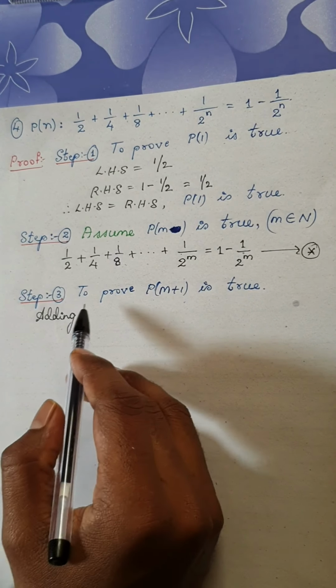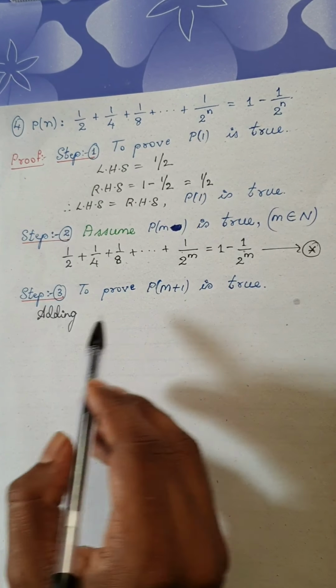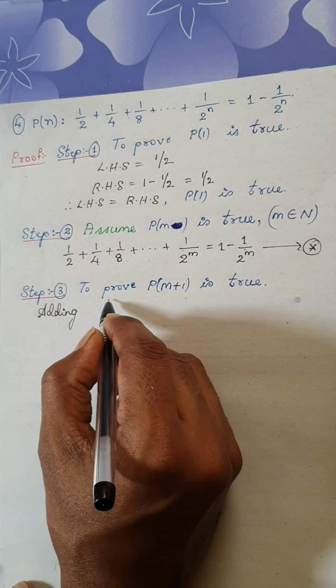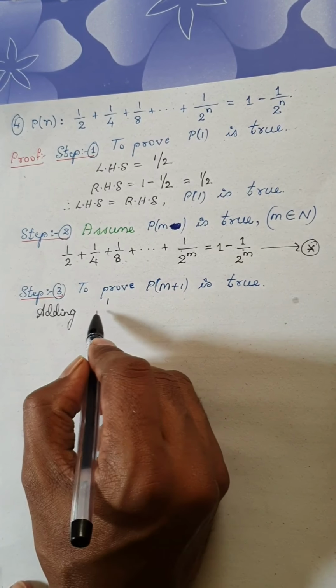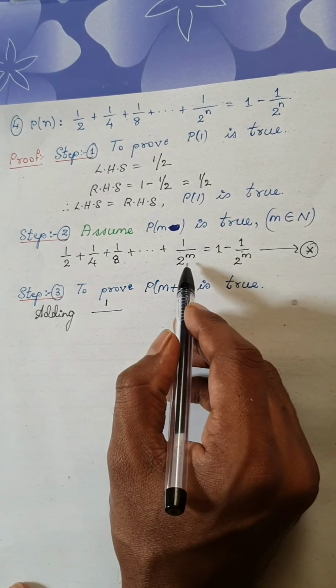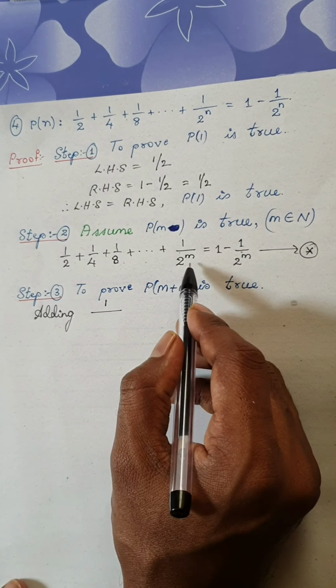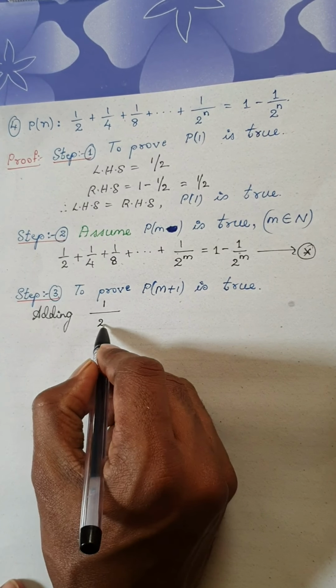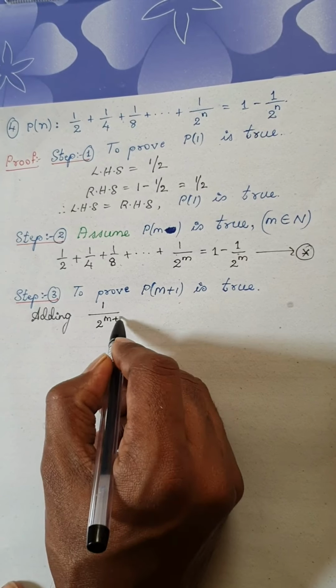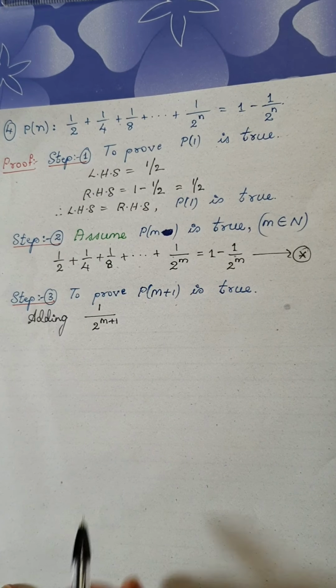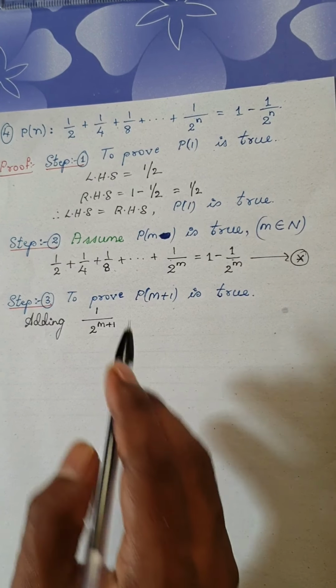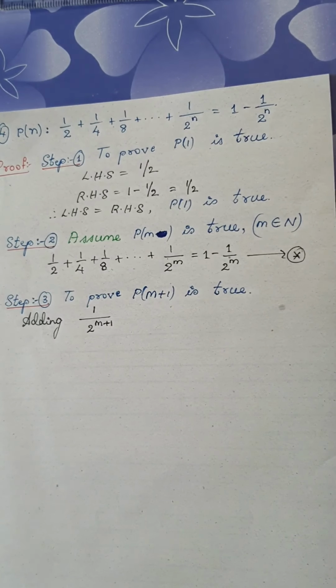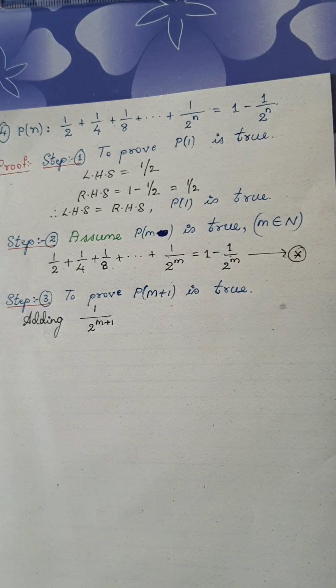Now the next step is to prove P of m plus 1 is true. We are going to add the term. That is quite clear. What is the term you are going to add? It is nothing but 1 divided by, look at the last term. The last term in LHS is 2 power m. I told you wherever you have m, put m plus 1. So that is the term we are going to add. So adding 1 divided by 2 power of m plus 1 on both sides of equation star.